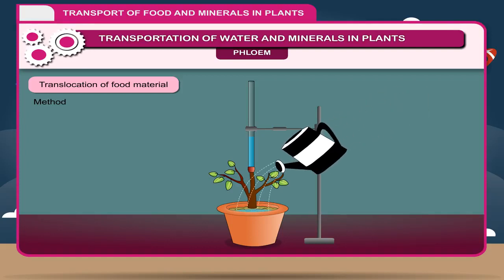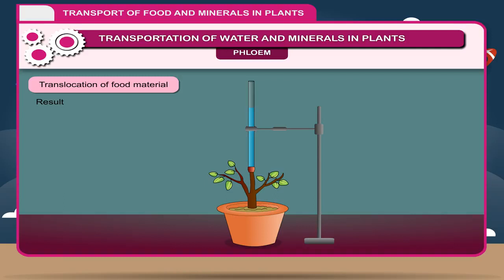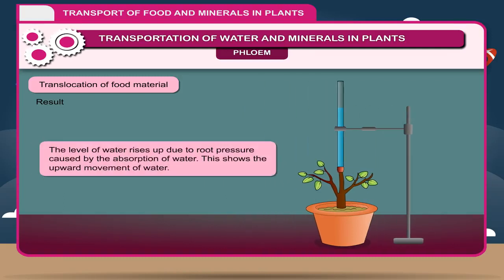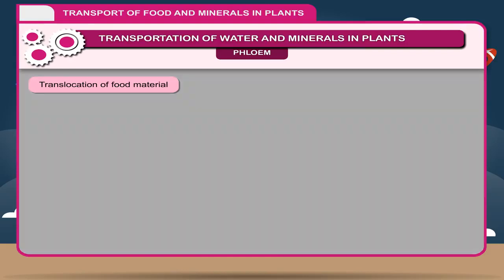Add water in the pot and see to the level of water rising up. This is due to root pressure caused by absorption of water. Result: the level of water rises up due to root pressure caused by the absorption of water. This shows the upward movement of water.